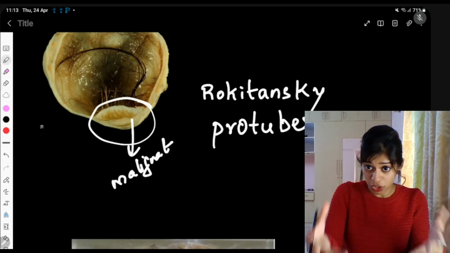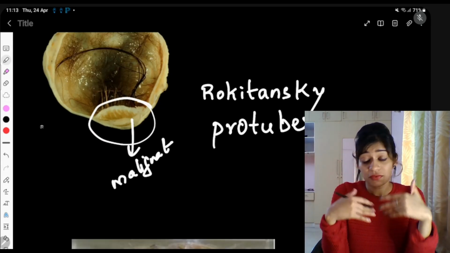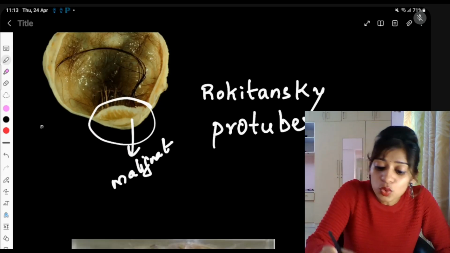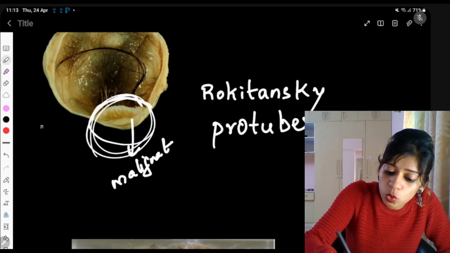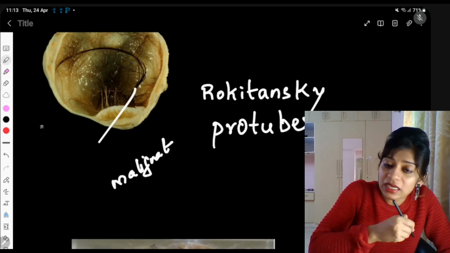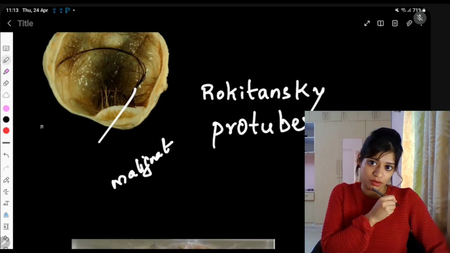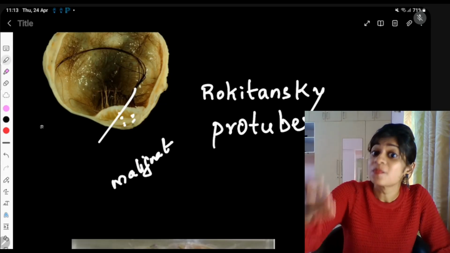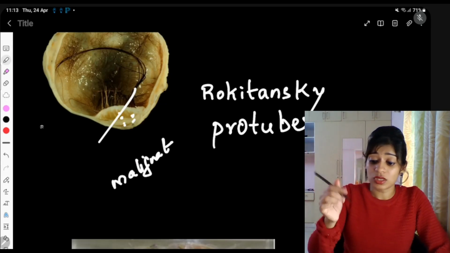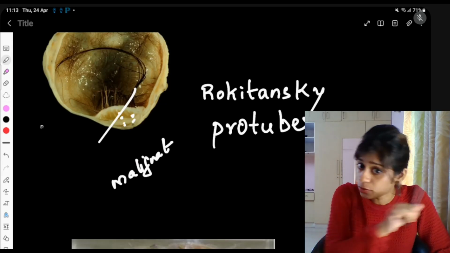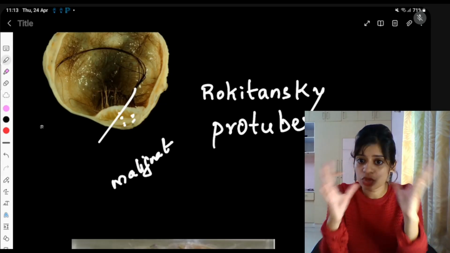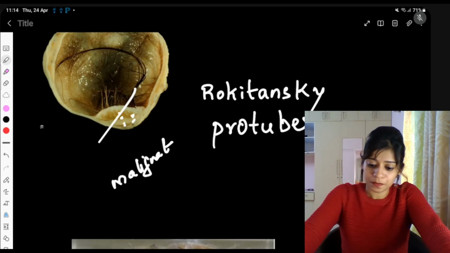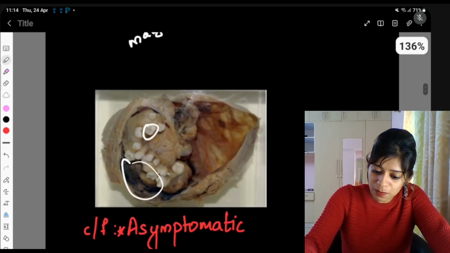Okay, if there are tumor cells that have undergone a malignant transformation, you can see it over here. So what does the pathologist do? She will cut it here and see it under the microscope, right? So if there are malignant cells here, then she will report it as what? Malignant teratoma. Alright, so that is the importance of the Rokitansky protuberance. That is a nodule where there is a chance for malignant transformation, right? Okay. So you saw this picture here.